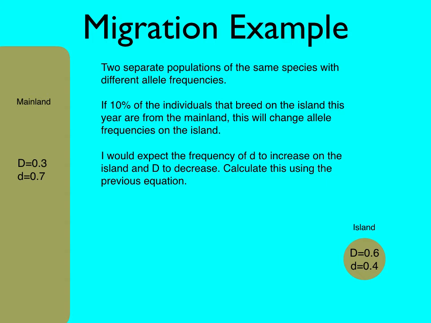So 90% of the individuals that breed on the island bring with them a frequency of little d of 0.4, and 10% of the individuals bring an allelic frequency of 0.7. Okay? So this is an example, and if you run through these calculations, you will see how the frequency of the recessive allele changes on the island. Okay? So 90% of the individuals that breed come from the island, 10% come from the mainland.